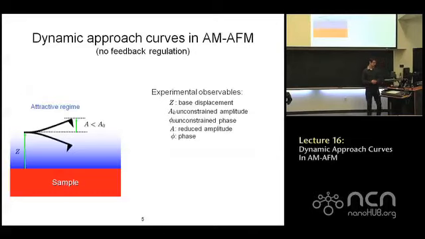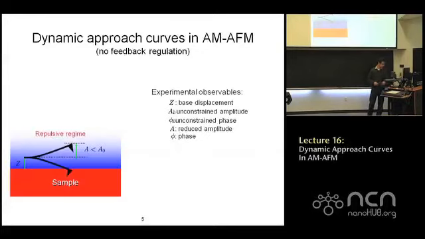Okay? And we approach the sample by reducing Z. At this point, we'll first encounter attractive forces where the net interaction is attractive, and the amplitude will become reduced from its original unconstrained value. So we call that the reduced amplitude, and just the phase of the oscillation at that point. Approaching the sample further, we'll get into the repulsive regime where the net interaction is repulsive, and so we name that the repulsive regime. Okay.